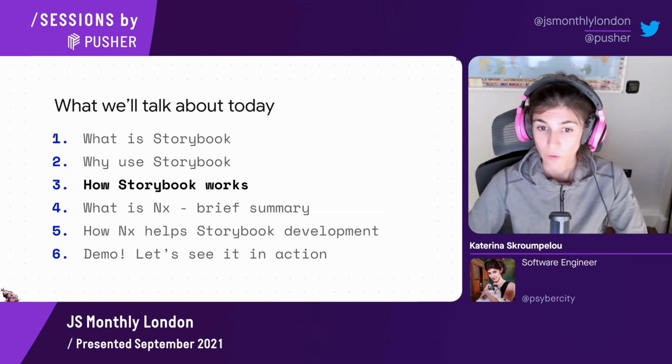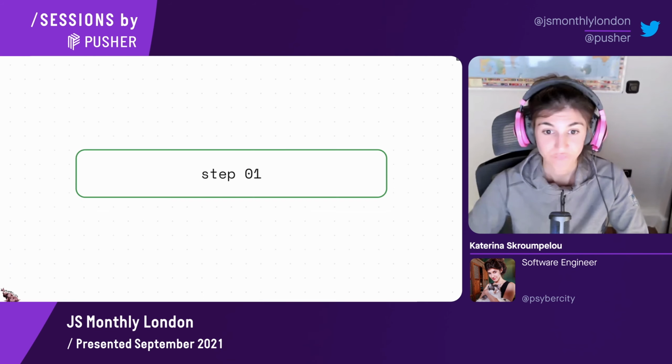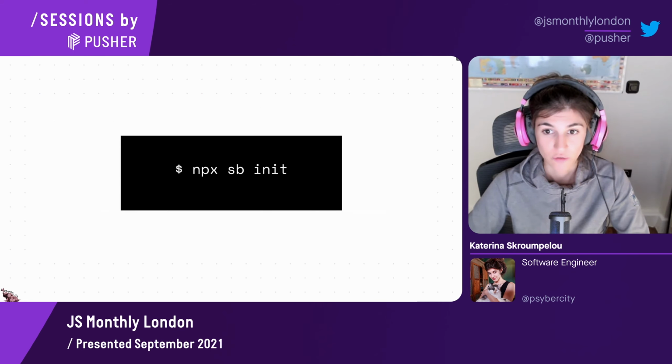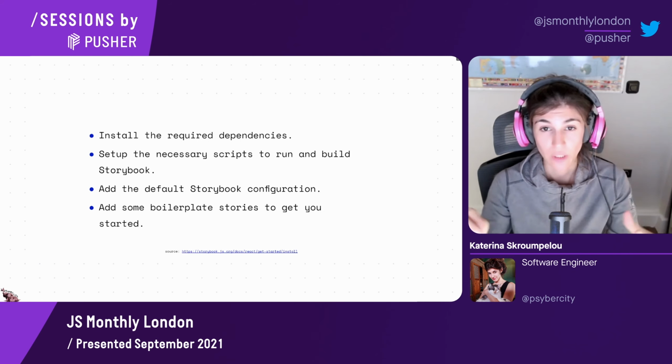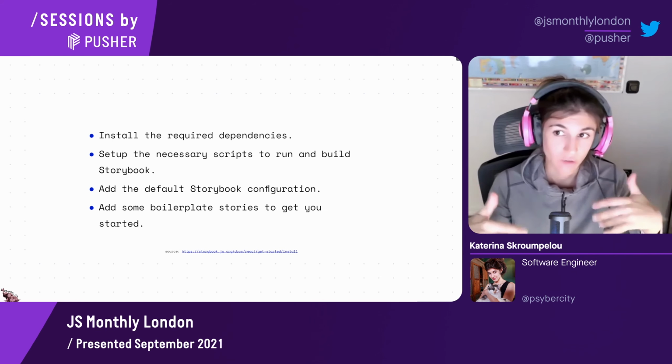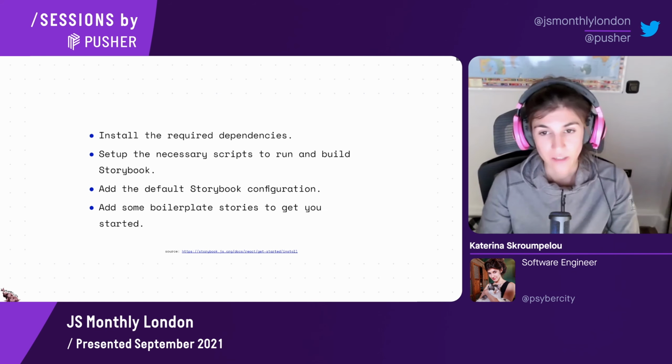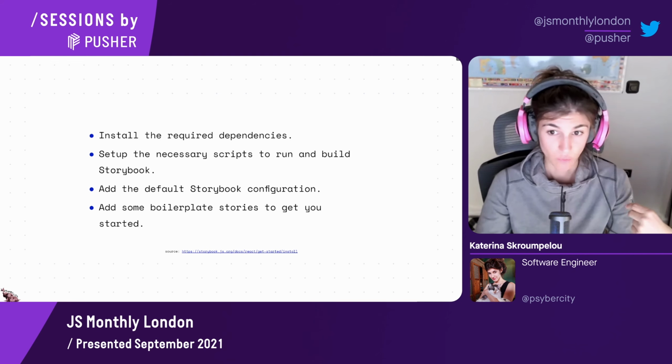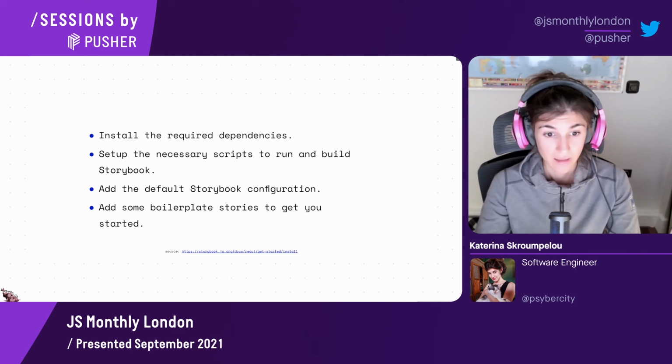So how does Storybook work? Because I know I've explained all that, but I haven't said how it works. If you're using Storybook with the Storybook CLI, you just do npx sb init. Say you have a React or an Angular application and you run this command, it will install all the required dependencies, like the Storybook packages and any other things that Storybook needs. It will set up the necessary scripts to run and build Storybook, and it will add the default Storybook configuration. And it will add some boilerplate stories to get you started, right?